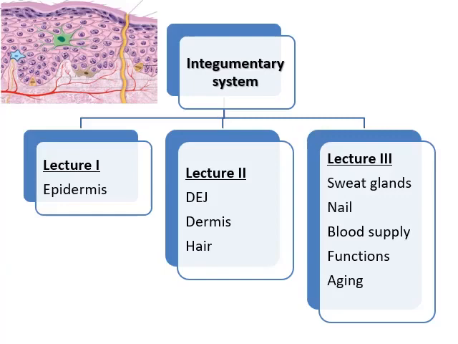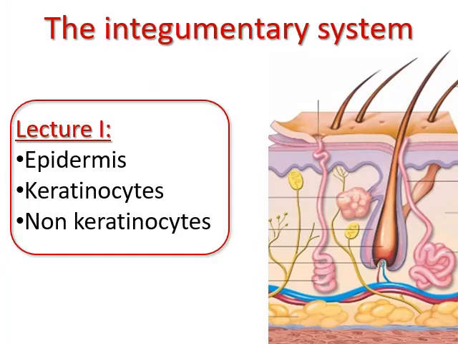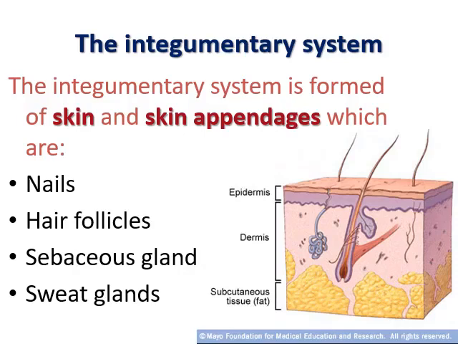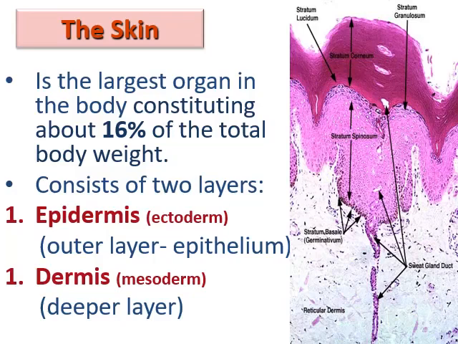First, what is meant by integumentary system? The word integumentary means something that covers. Integumentary system is formed of skin and skin appendages, which are nails, hair follicles, sebaceous gland, and sweat gland. Skin is considered the largest organ in the body. It constitutes 16% of the total body weight.